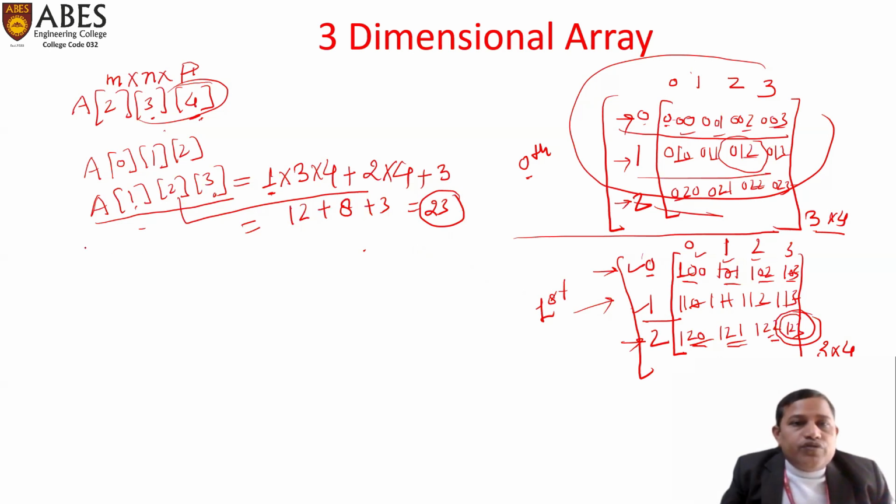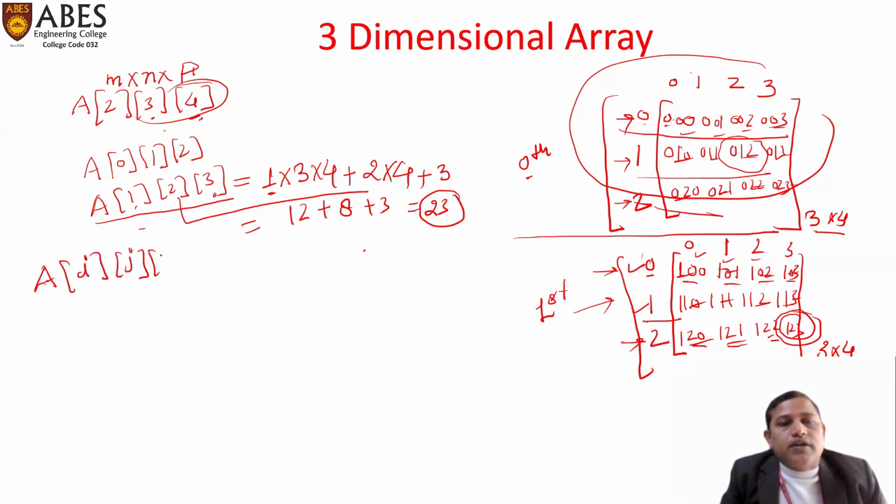So if you generalize this formula and want to find the address of a location I, J, K in a three-dimensional array, you also have to represent it in memory in row major order as well as column major order.